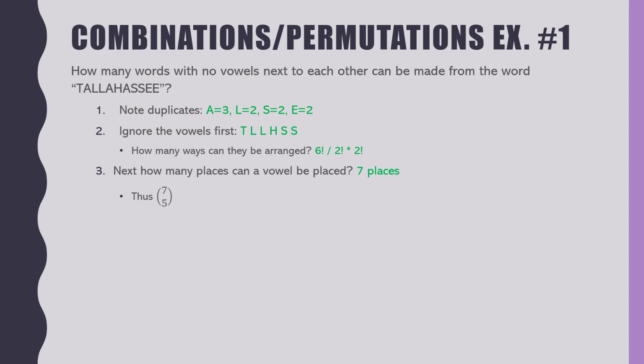Does that make sense? Right? I have 7 spaces. I need to put vowels in 5 of those 7 spaces. How many ways can I do that? 7 choose 5 ways, right? And how many ways can vowels be ordered? How many ways can I rearrange the vowels? 5 factorial divided by 3 factorial times 2 factorial, right? To get rid of the duplicates.